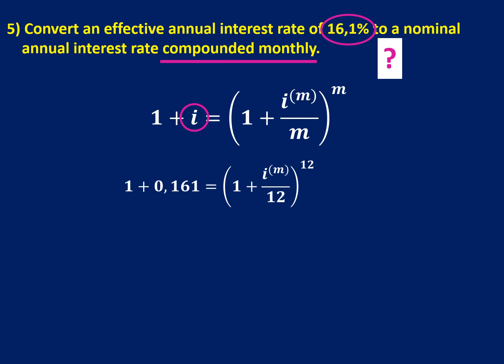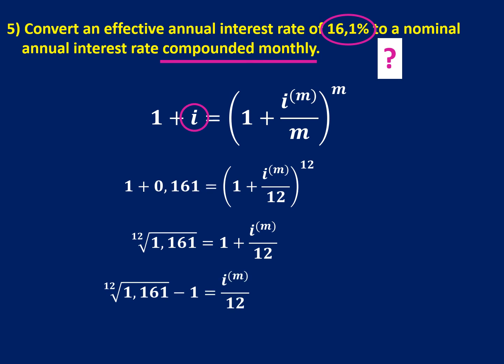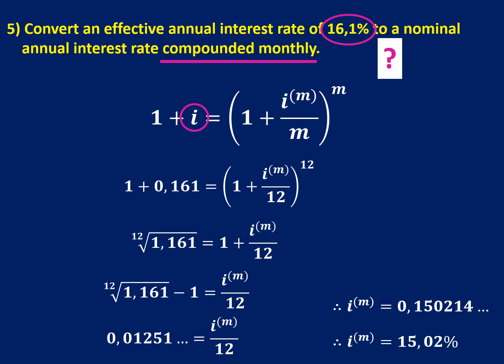The first thing I want to get rid of is the exponent. So we're going to take the 12th root of 1.161. And the 12th root of 1.161 will give me an answer minus 1. Now you don't have to calculate that answer yet. We want to use our calculator as little as possible. So first thing you're going to do is subtract 1, and we end up with 0.01251.